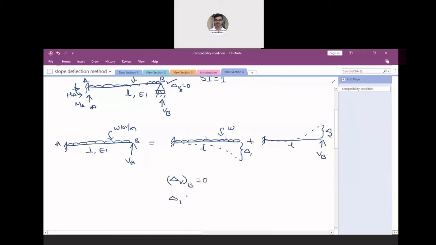What does it mean? Delta 1 plus delta 2 should be equal to 0. So this is the compatibility condition using displacement. I can say this is a displacement compatibility condition.